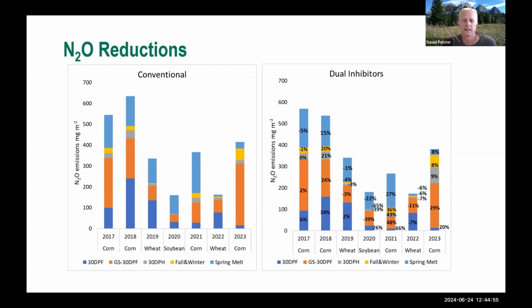The other years, there was a 15% reduction in emissions in 2018, and 2021, which was the next corn year, is 27%. And then last year was 8% over the entire year.